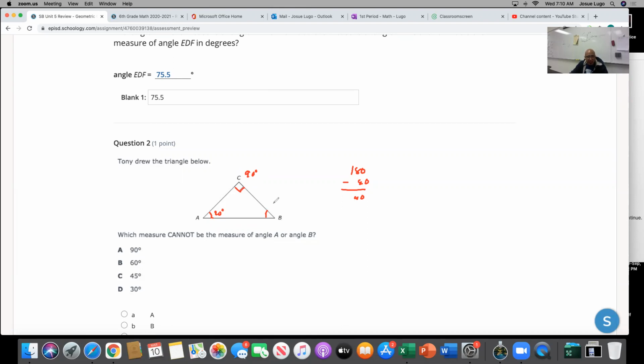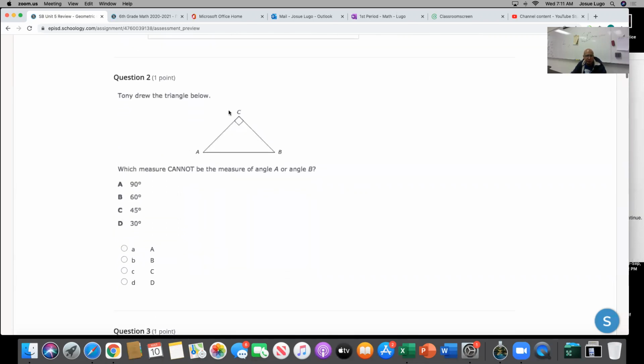You see how if I made B any of these other angles, I would have enough to still make another angle over here, but none of these could be 90. It just cannot be 90. I already have a 90-degree angle up here. If I add another 90-degree angle, that's already 180. I don't have enough to make another angle, okay? Because remember, I can only have 180 degrees within a triangle, so the answer would be A. All right, moving on.